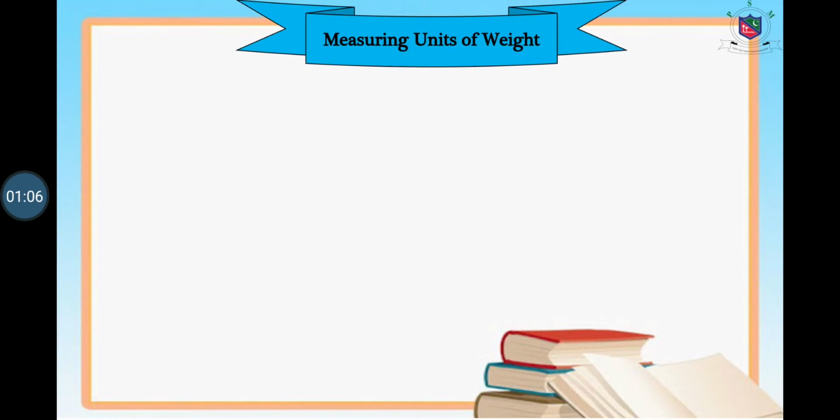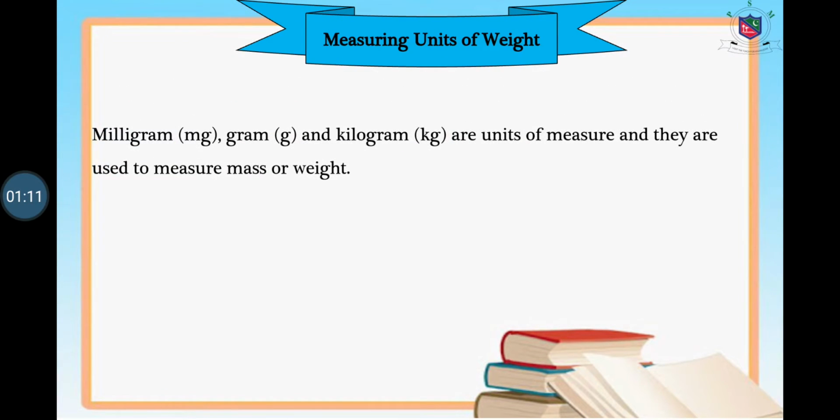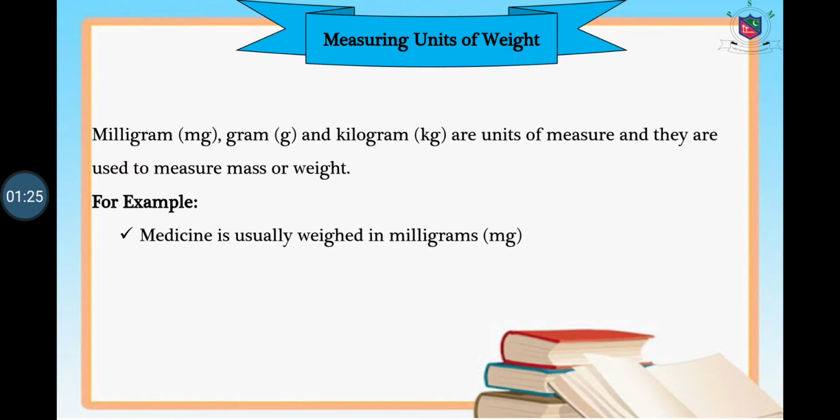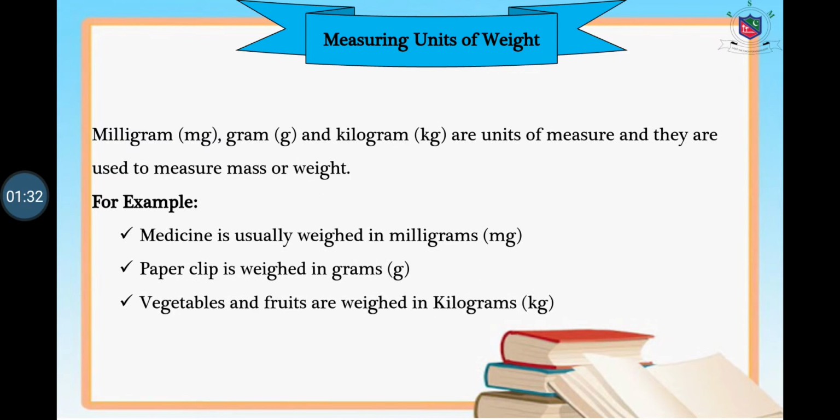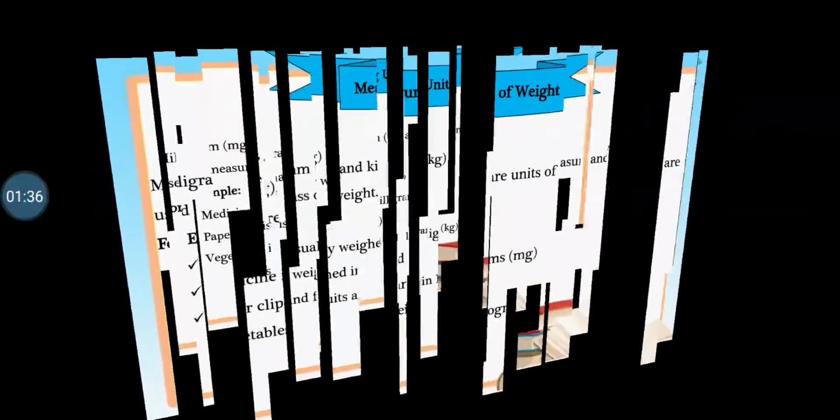So, my dear students, what are the measuring units of weight? Yes, we are studying about milligrams, grams and kilograms, and these all are the units of measure and they are used to measure the mass or weight. For example, medicine is usually weighed in milligrams. Paperclip is weighed in grams. Vegetables and fruits are weighed in kilograms.